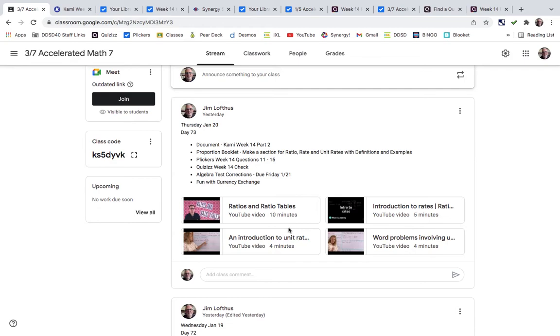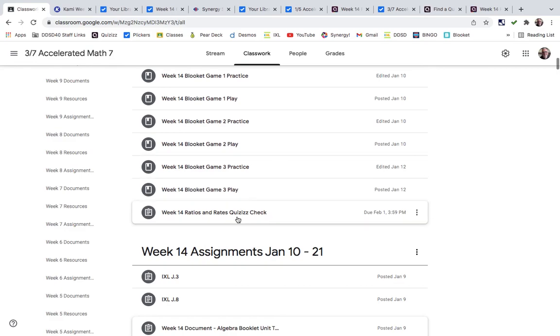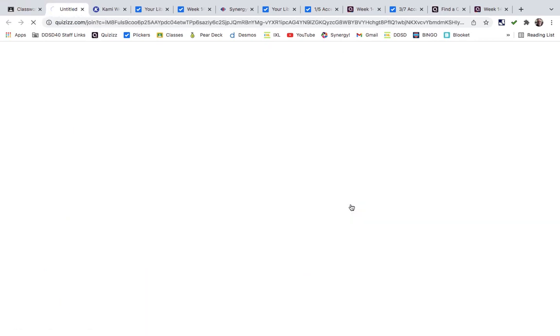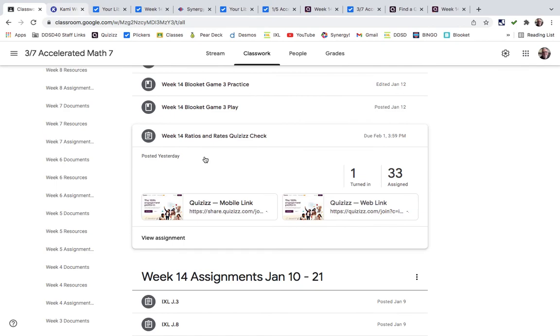on a unit test. And then finally in class, we did do Plickers, and you can't really make that up until you get back in class. But I did add what I call the week 14 ratio and rates quizzes check, and you can do that. So just go ahead and go in there, and I can't actually show this to you, but you can click on it and go do the problems. And I highly encourage you to write down what you're going to put on your calculator. That's really going to help.